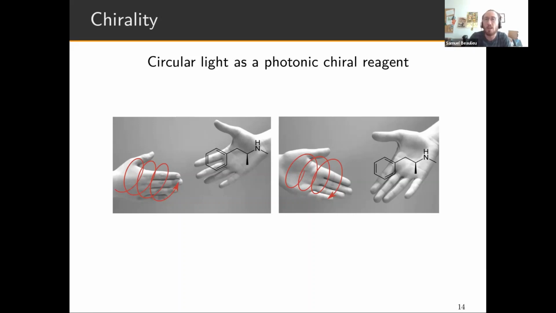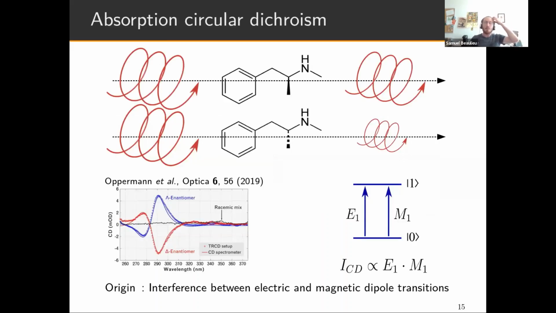So we can use in the lab the interaction between circularly polarized light, which is a chiral object, and chiral molecules to try to discriminate between them. We can use light as a so-called photonic chiral reagent. The most widespread technique based on chiral light-matter interaction is absorption circular dichroism, where one measures the helicity-dependent photoabsorption cross-section of chiral molecules.